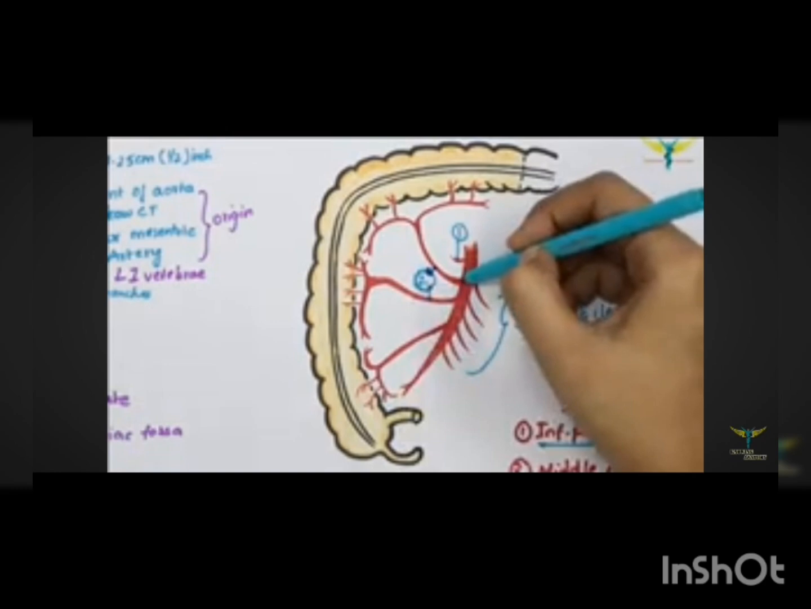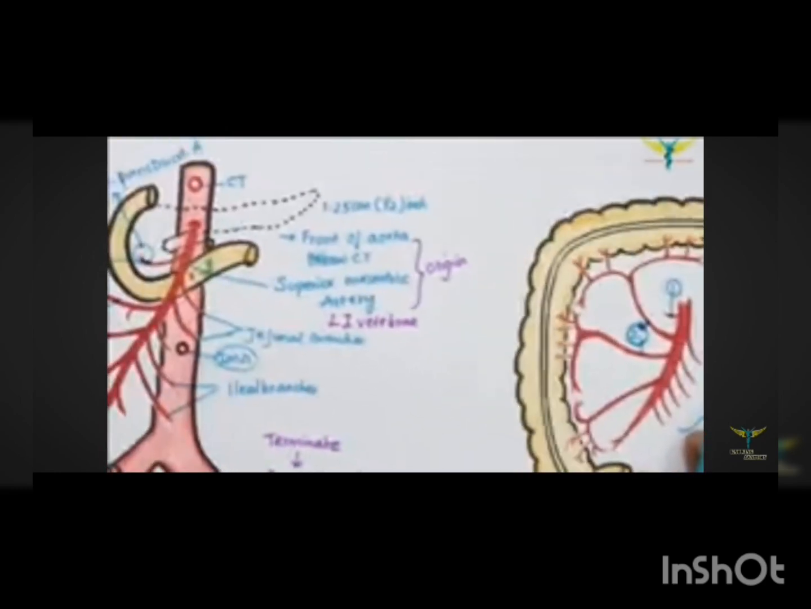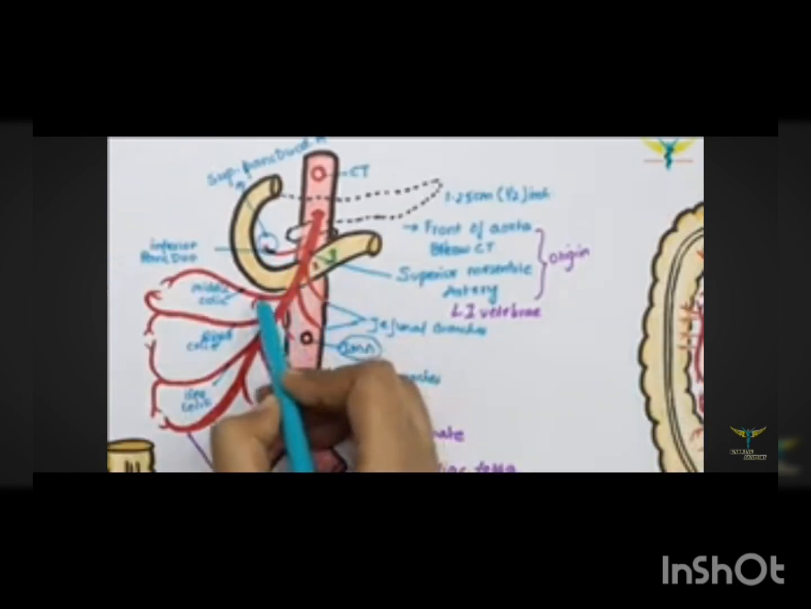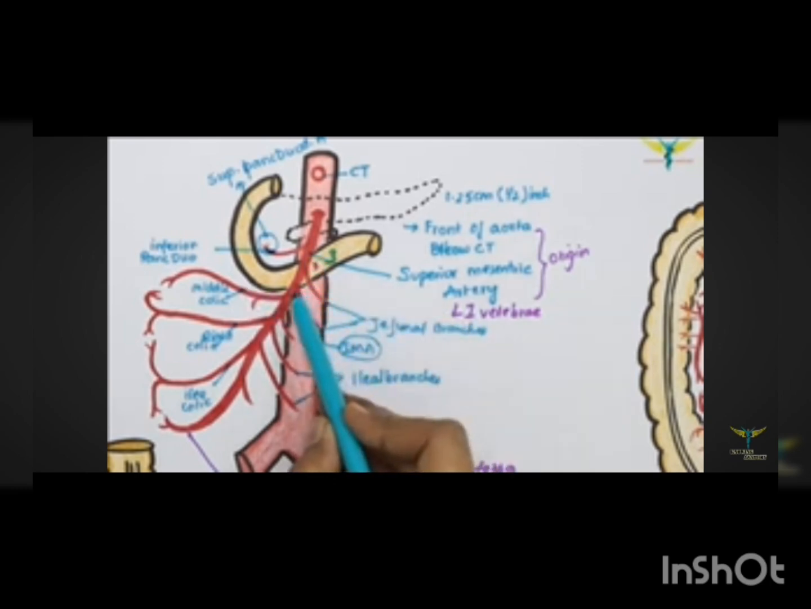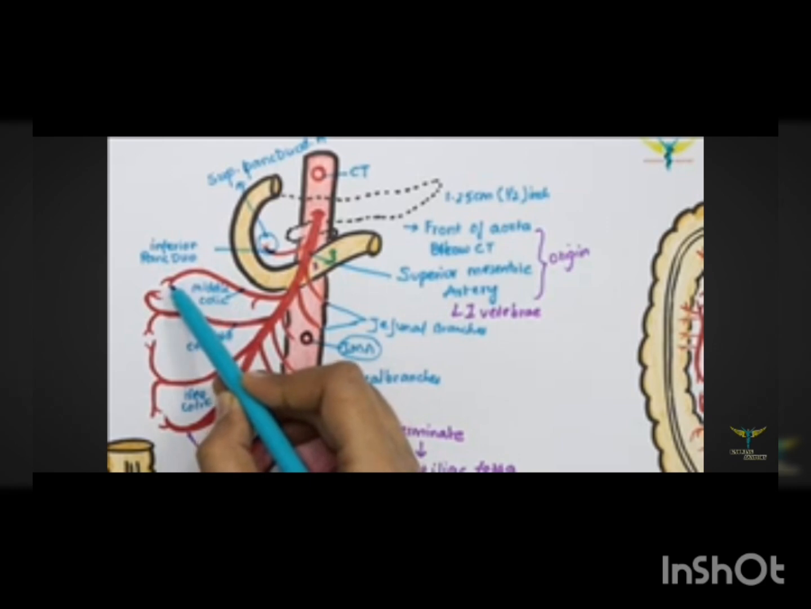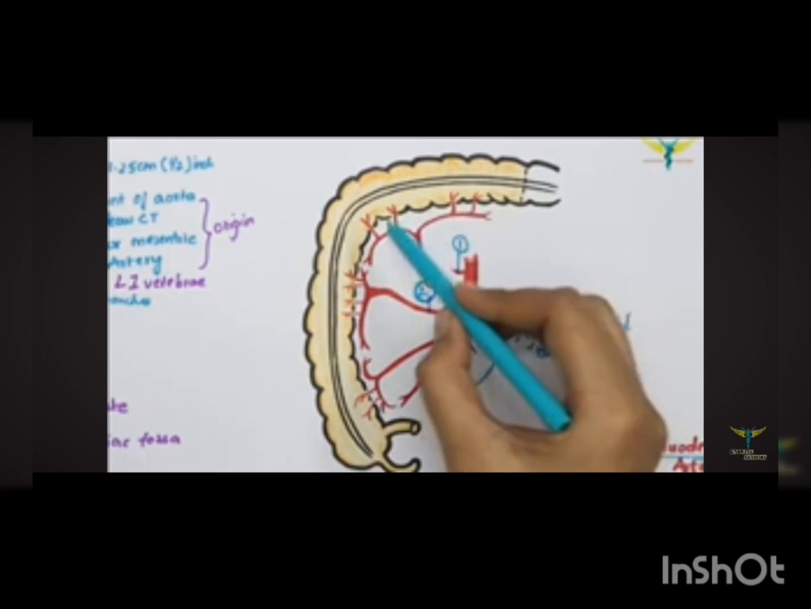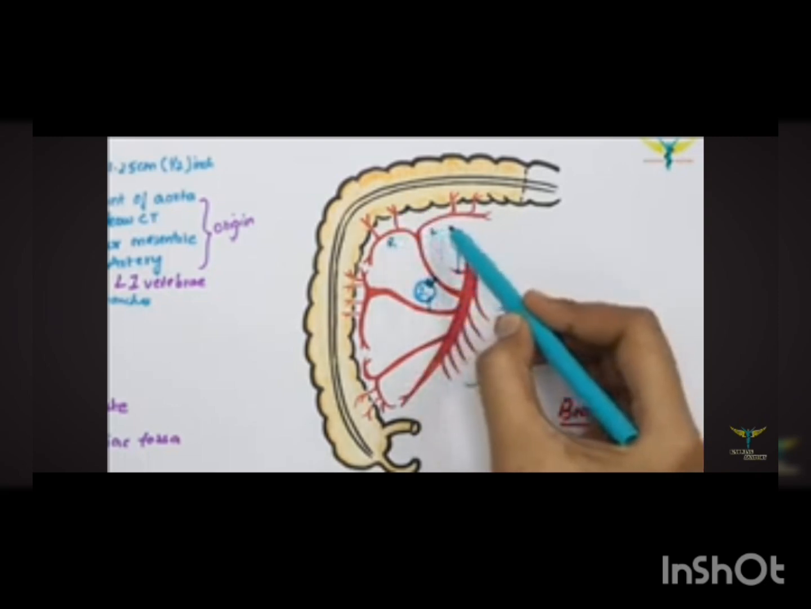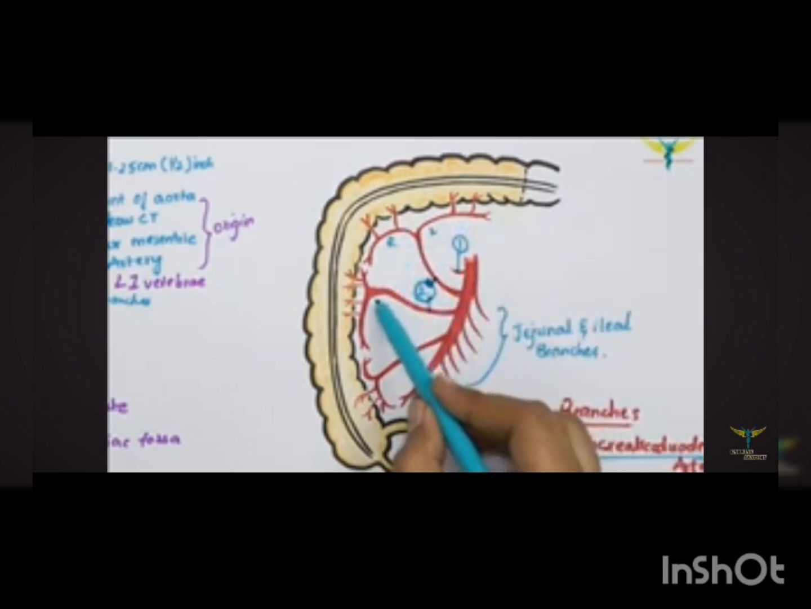So this middle colic artery arises from the right side, just below the pancreas. As you can see here, this middle colic artery arises just below the pancreas, and it runs upwards and forward to pass between the two layers of the transverse mesocolon, and it divides into the right and left branches. So you can see the division into the right and left branches. This is the right branch and the left branch. The right branch anastomoses with the ascending branch of the right colic artery below. This is the third branch of the superior mesenteric artery, that is the right colic artery.